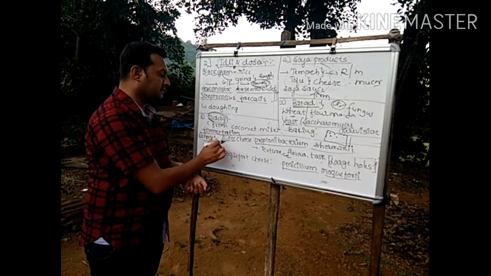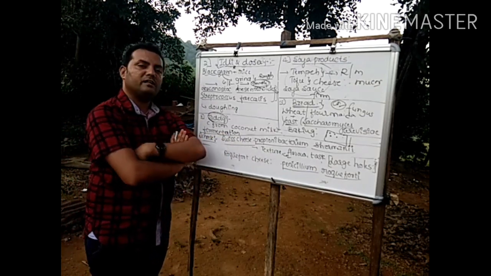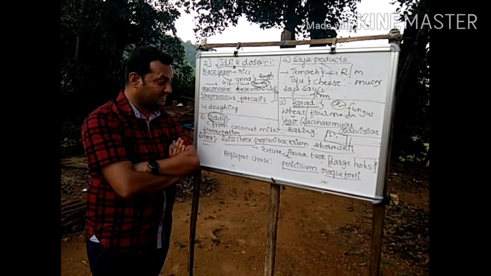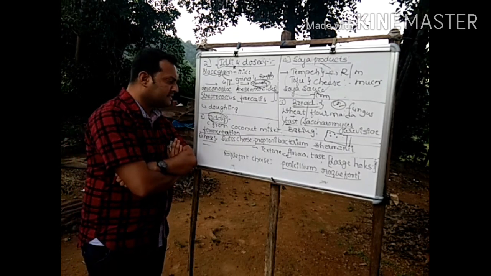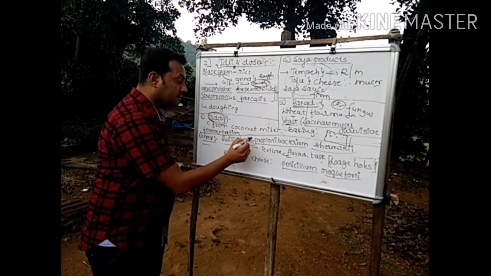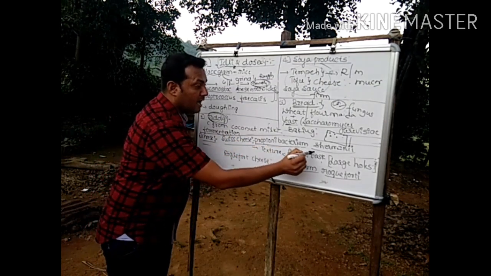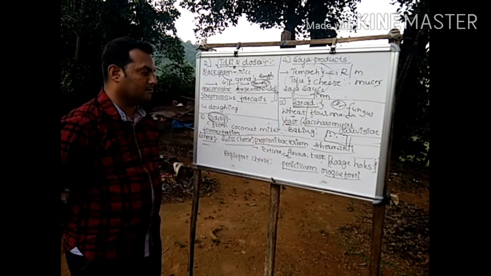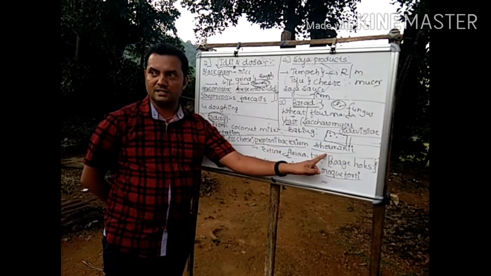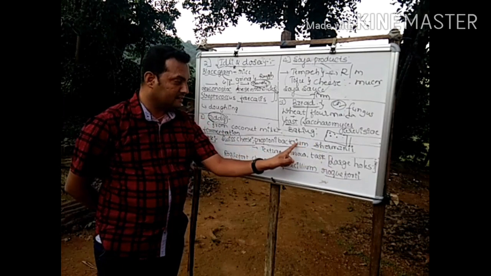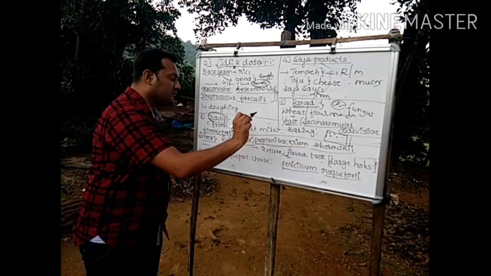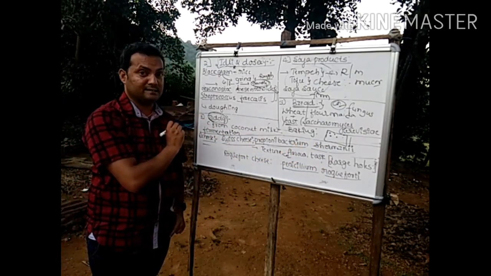In your theory syllabus, they have given about two different types of cheese product. One is Swiss cheese, another one is Roquefort cheese. Swiss cheese is prepared due to the activity of one of the bacteria called Propionibacterium sharmanii. Propionibacterium sharmanii is the name of the bacteria that will be utilized for the preparation of Swiss cheese.